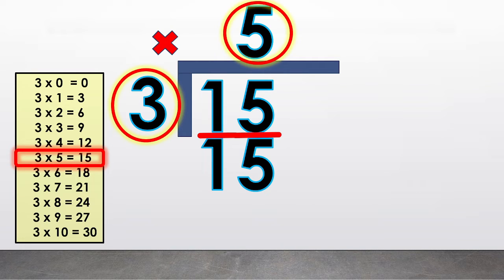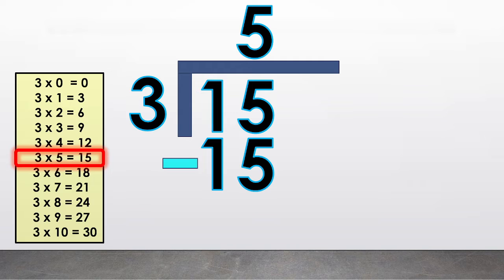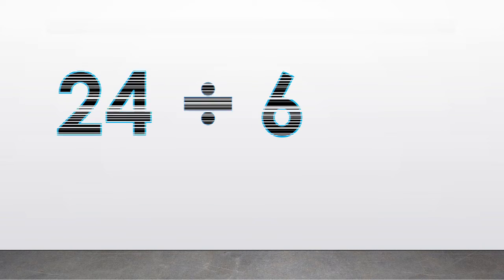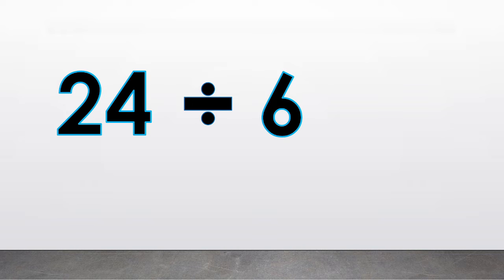Write 15 below the 15. Subtract 15 minus 15 equals 0. The quotient of 15 divided by 3 is 5. Another example. 24 divided by 6.